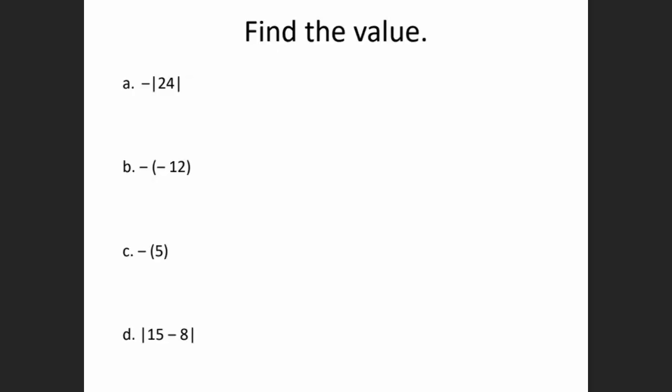Well, I don't have to do much more than find the value. 24 has bars, which means I'm talking about the absolute value, which means this answer is going to be a negative 24. I have the opposite of the absolute value. The opposite of an absolute value is going to be a negative because the absolute value will always be positive.